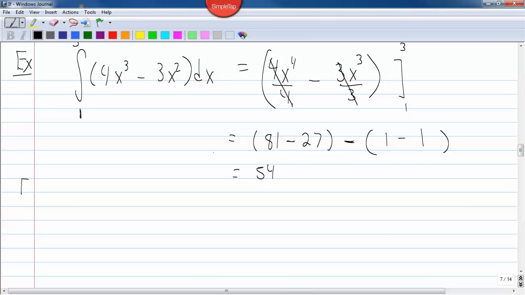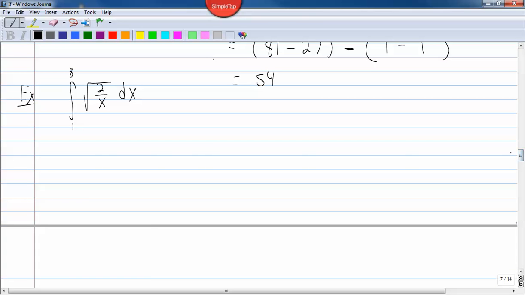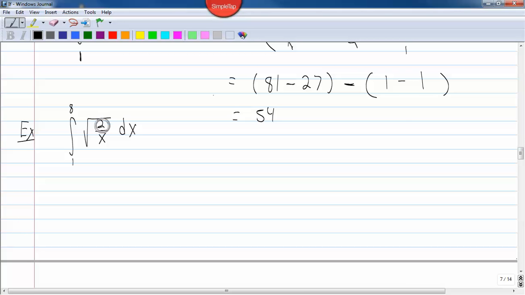Alright, let's look at this one. The definite integral from 1 to 8 of the square root of 2 over x dx. One like this, you have to rewrite it first. Remember, the square root of a fraction, say the square root of a over b, that's equal to the square root of a over the square root of b. So this would be the integral from 1 to 8 of the square root of 2 over the square root of x.